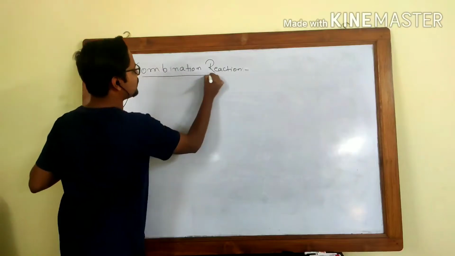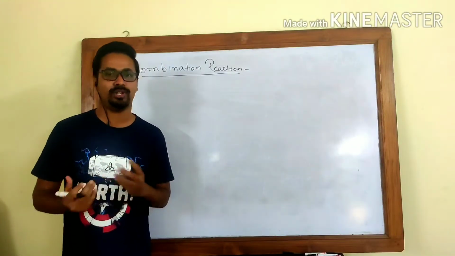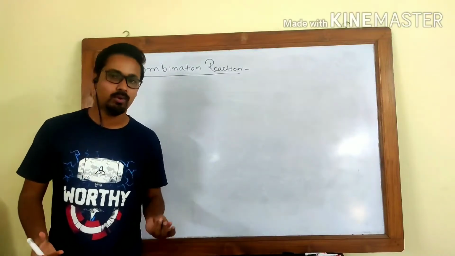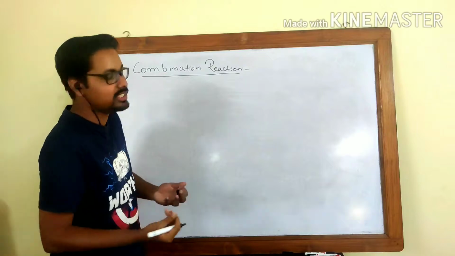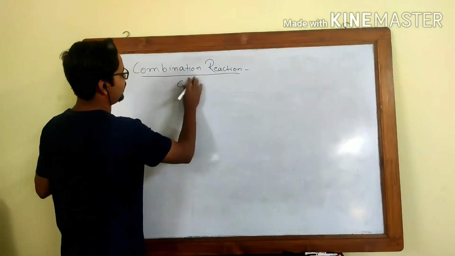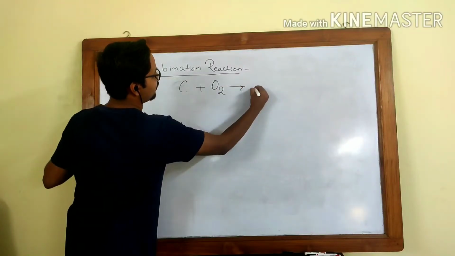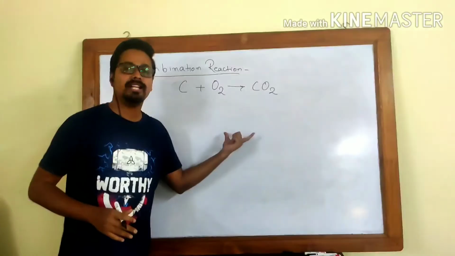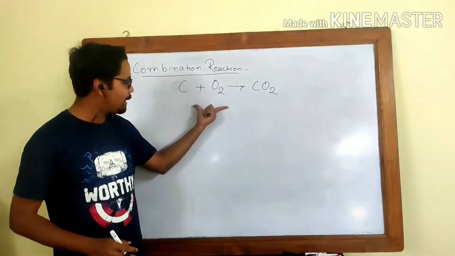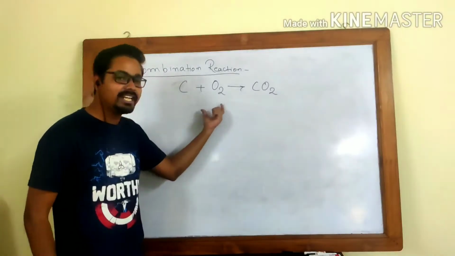Well, combination reactions are pretty simple. Here we have multiple reactants that combine together to give one or multiple products. One of the simplest examples of combination reaction is carbon reacts with oxygen to give carbon dioxide. We have 2 reactants combining together to give one product. That is a combination reaction.